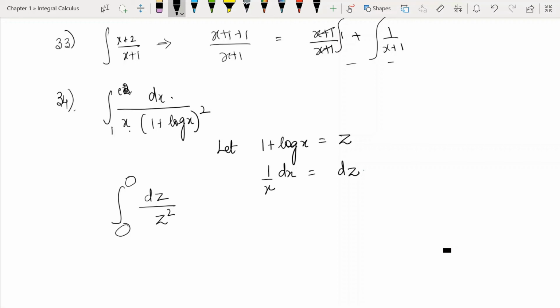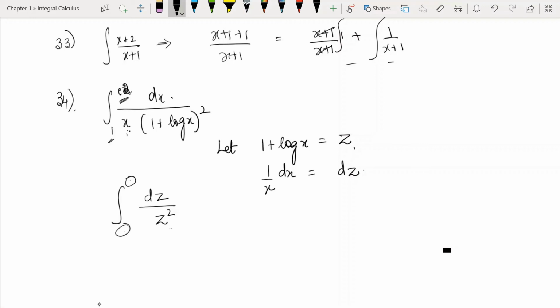Normally when we do substitution, we also change the limits of these two terms depending upon the value. This number 1 and e square is applicable for x. The moment you change it to z, the values will change. But I'm not doing that just to save time. In the examination also, I would suggest that you do not do that extra step. Instead just do whatever I am doing now.